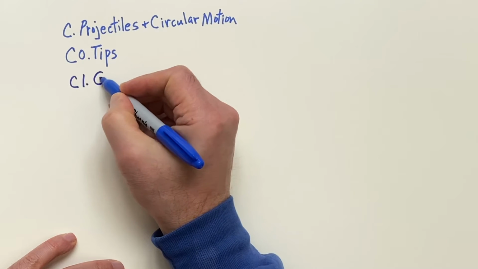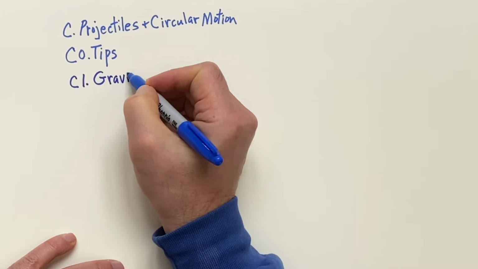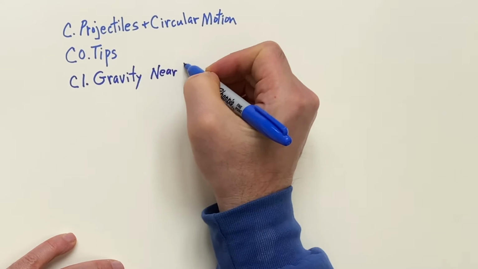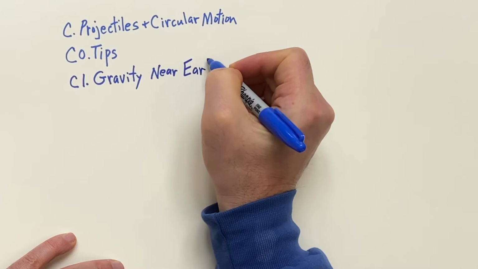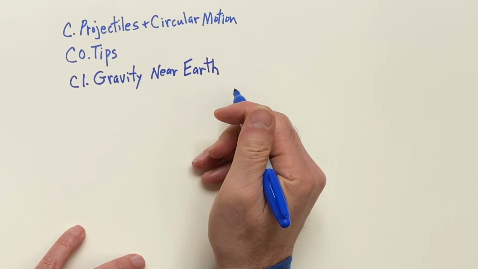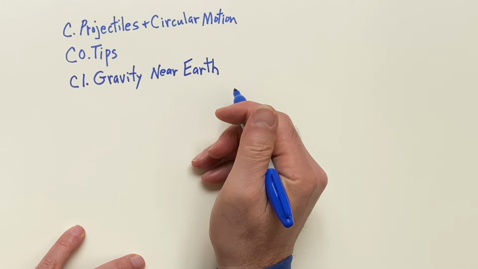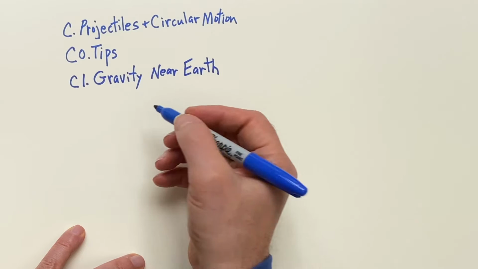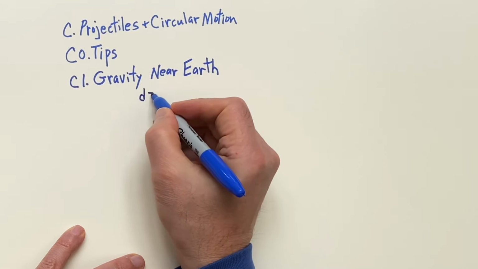C1, gravity near Earth. Near the Earth's surface is what we're talking about here. And we have our equations from before, which I like to write as D.